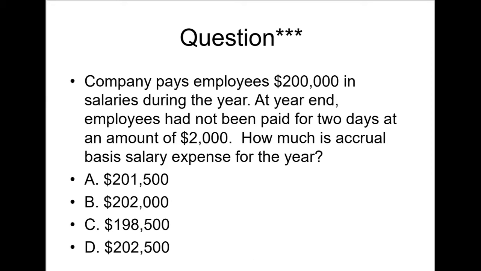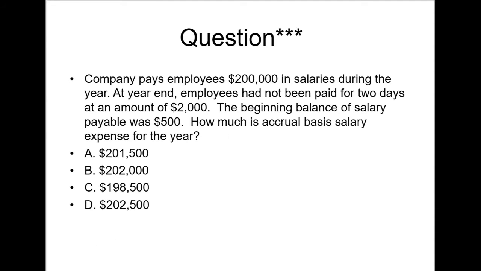Why is that important? Because if they give you a question like this, and they say how much is accrual basis salary expense for the year, and they start out by saying company pays employees $200,000 in salaries during the year, so that's the cash basis expense, and then they say that at year end employees had not been paid for 2 days at an amount of $2,000, so that means you incurred $2,000 more in the current year. How much is accrual basis salary expense for the year? And the answer would be $202,000. So you paid $200,000, but you incurred $202,000. Letter B would be the answer.